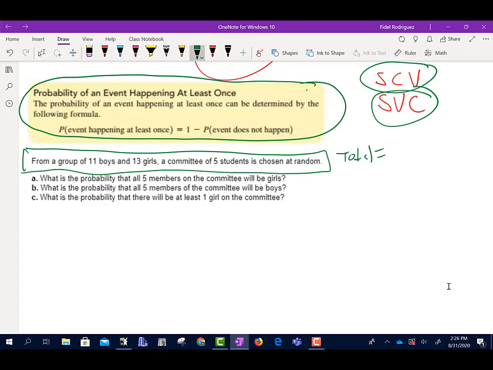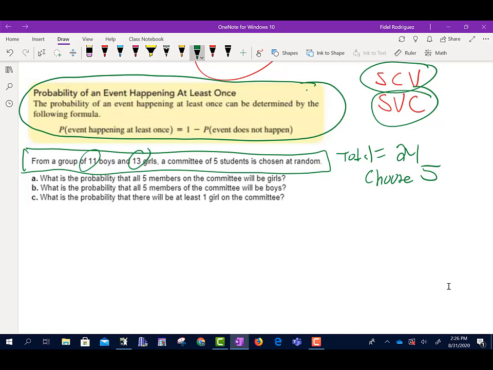Total 11 boys and 13 girls would be, what, 24? So 24 kids, and we're going to choose 5, right? Okay, so because we're making a choice to choose these 5, they're just going to go on a committee. We're going to use a combination, okay?